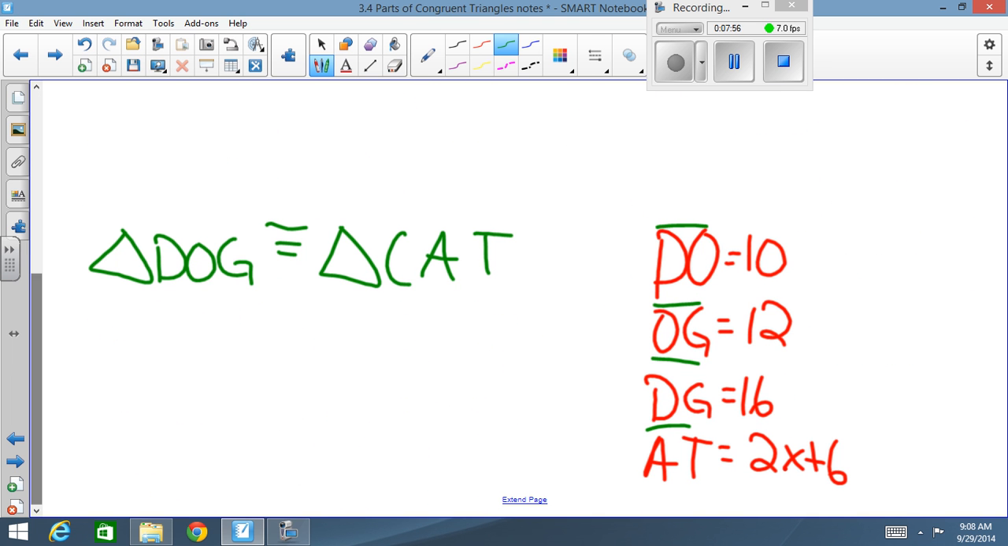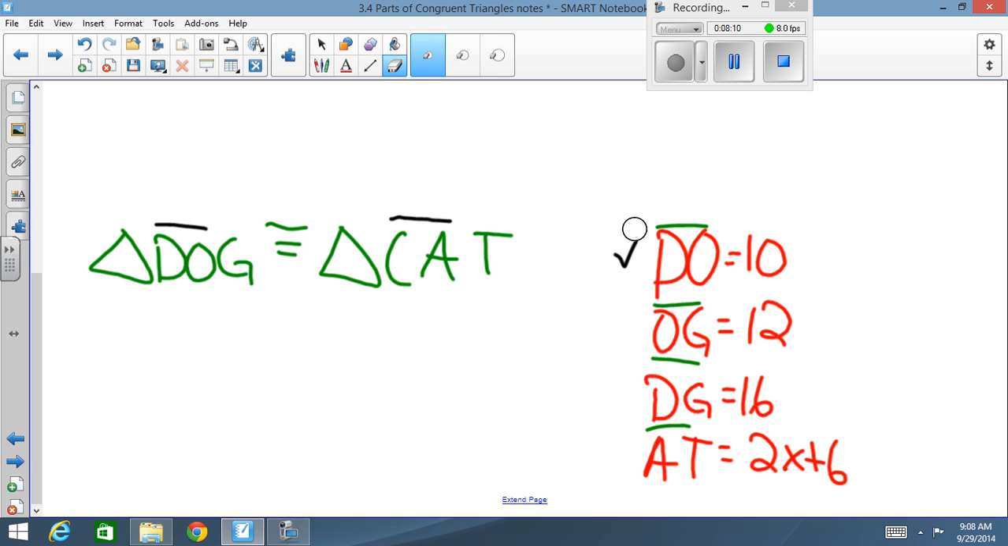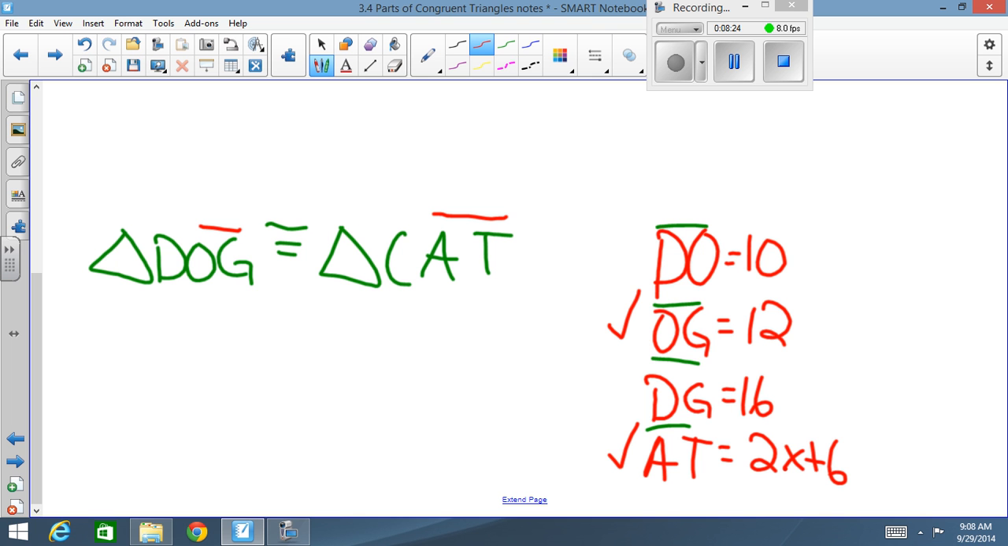Okay, last one here. We don't even have a picture. All I know is that DO and CA are the same. Well, here's DO, but I don't see CA anywhere else. So I can't really use DO for anything because I don't have CA to compare it to. I see OG is the same as AT. Well, here's OG and here is AT. Those I know are the same. Those I can set equal to each other. So there is some information here that I don't need. Okay, I didn't need DO, I didn't need DG.